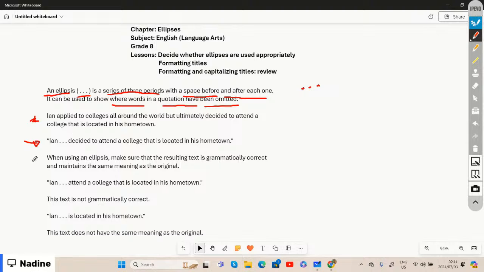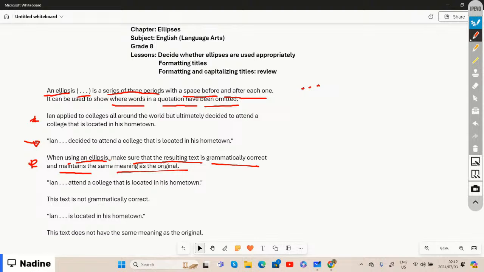So when we are using ellipses, you need to make sure that the resulting text is grammatically correct. The text needs to be grammatically correct and it maintains the same meaning as the original. It's the same as we did over here where we said Ian applied to colleges all around the world, but ultimately decided to attend a college that is located in his hometown. The only thing that we did was to remove certain words.